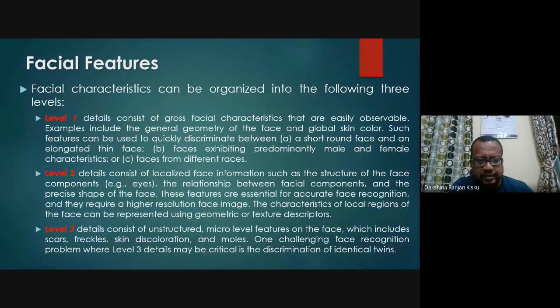Now what are level 3 facial features? Level 3 details consist of unstructured micro level features on the face. This may include scars, freckles, skin discoloration and moles. One challenging face recognition problem where level 3 details may be critical is the discrimination of identical twins.